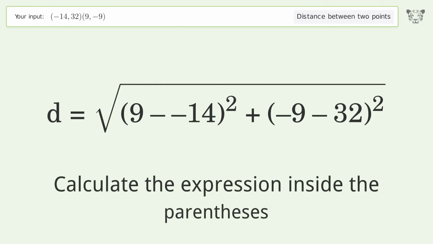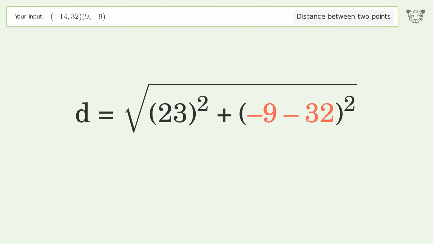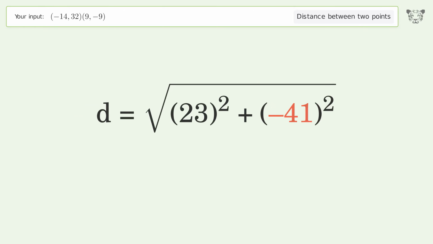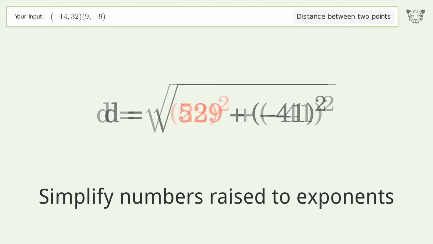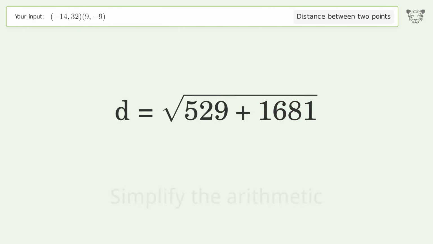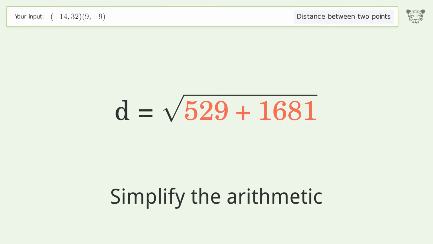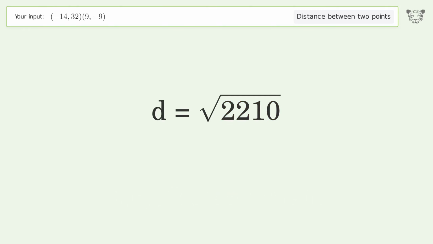Calculate the expression inside the parentheses. Simplify numbers raised to exponents. Simplify the arithmetic. And so the distance between the 2 points is the square root of 2210, or 47.011.